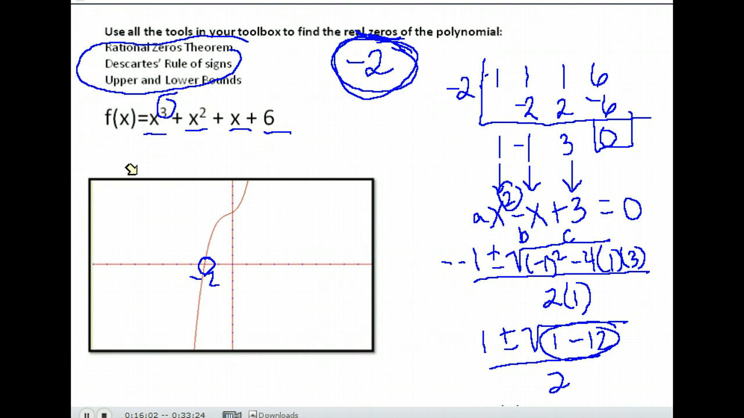So that's something you can do to just check and make sure you have everything you need on your graph. Again, these zeros that we solved for here will come into play in our next unit or our next lesson. But in this case, we only want real zeros, so our answer is just -2.